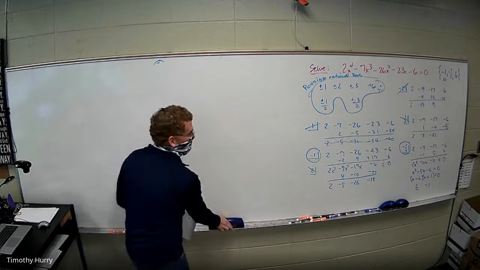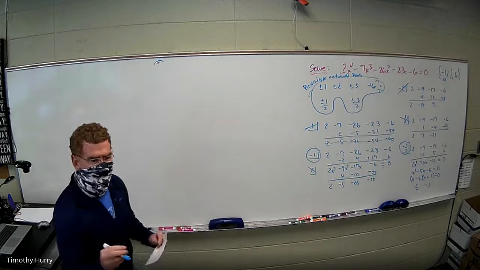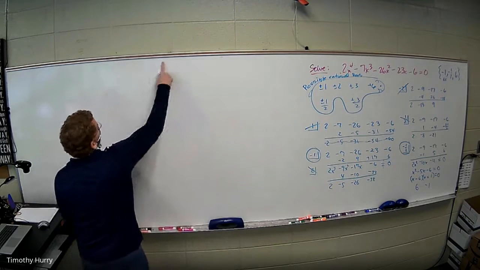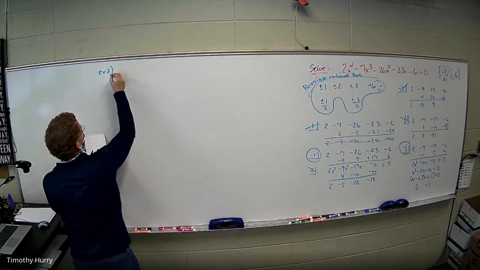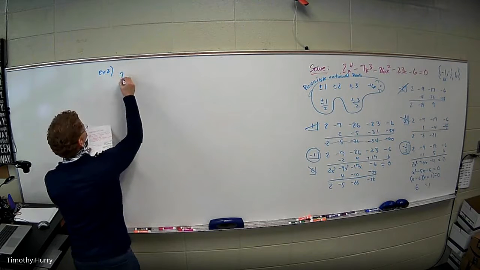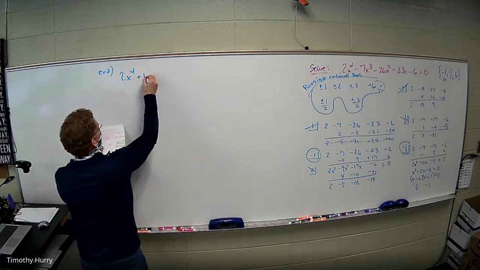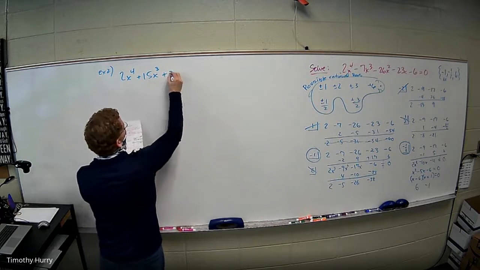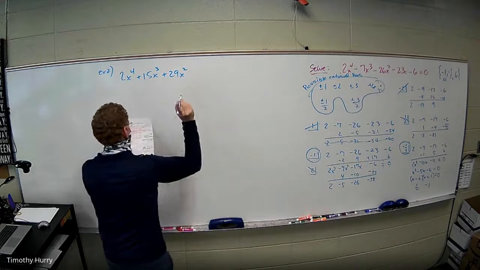Okay, let me show you another situation, and I want to see if you can catch something. So here we go. This is example 2, and this is 2x to the 4th plus 15x cubed plus 29x squared. Oh, I didn't mention this yesterday.